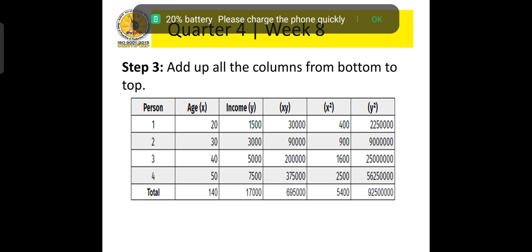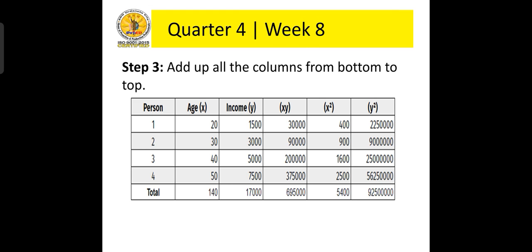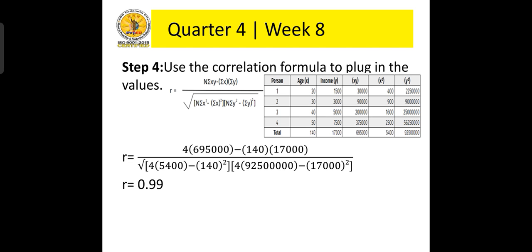Third step, we have to add up all the columns from the bottom to the top so that we will arrive with the total. Step 4, we have to use the correlation formula to plug in the values. So by using the formula, we substitute the values we have computed, and after substituting, we can compute for the R value, which is 0.99.